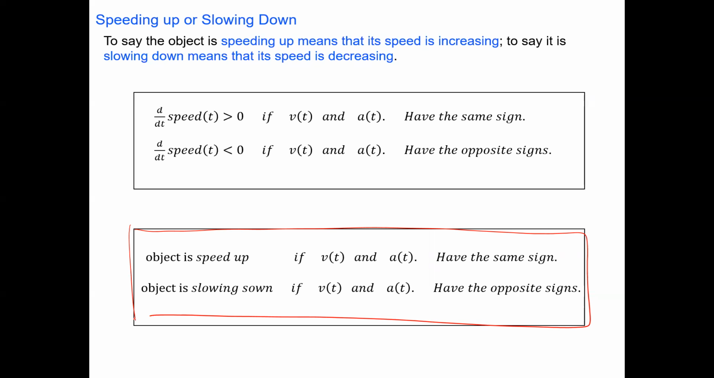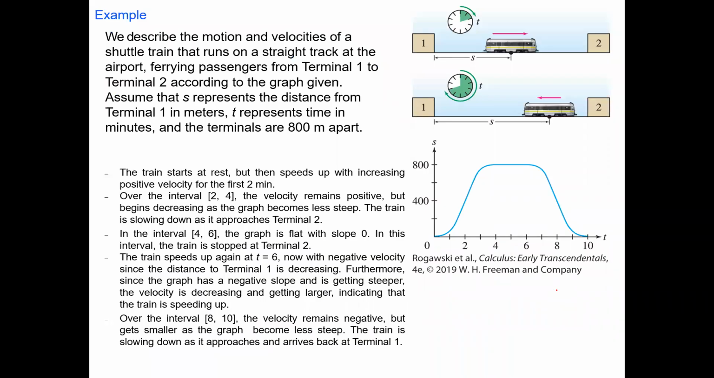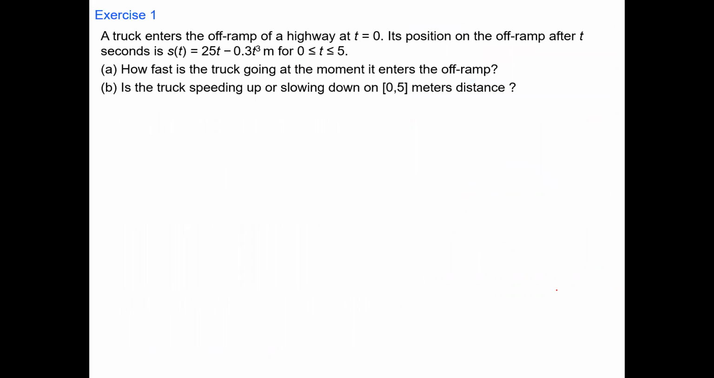That's what I want this to be, like a summary. An object is speeding up if the velocity and acceleration have the same sign. If they have opposite signs, the object is slowing down. But we know the main idea is the speed. Speed is increasing, or the slopes of the tangent lines are getting steeper, either way, in the positive or negative direction. Okay, and I have this example. You can also look at this example, read the question, read the description, and we will start with this exercise.